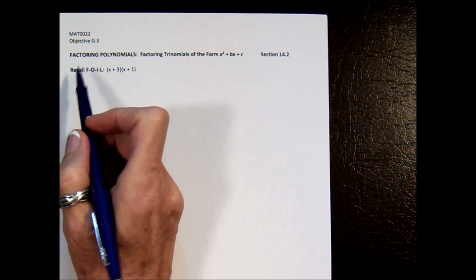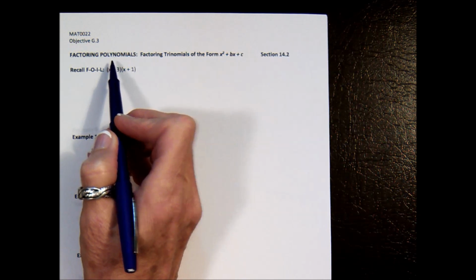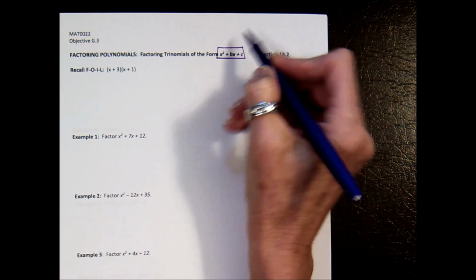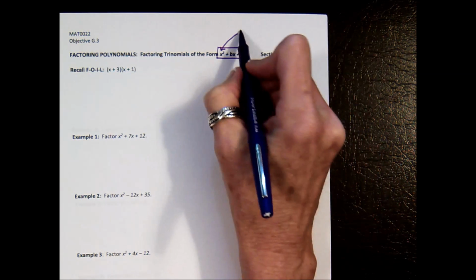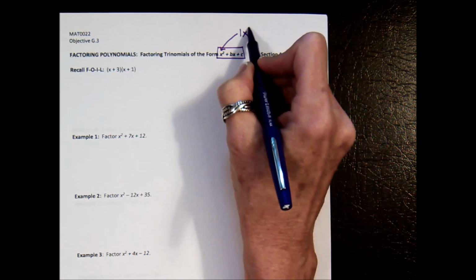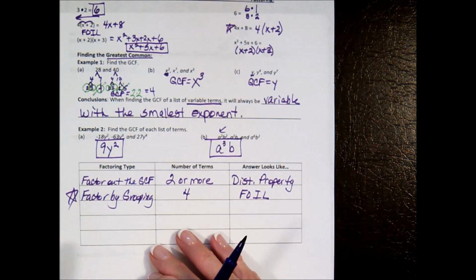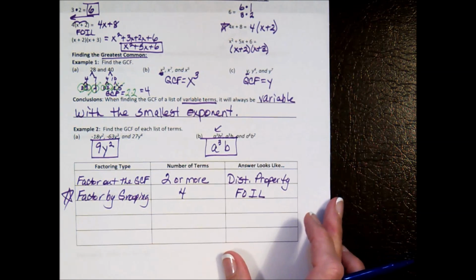In this section, we'll look at our third type of factoring, which is factoring polynomials in this form. And the key here is the coefficient of the x squared term, which is a 1. It's 1x squared. So before we do that, let's return to the chart that we've been working on about how to recognize the factoring types.